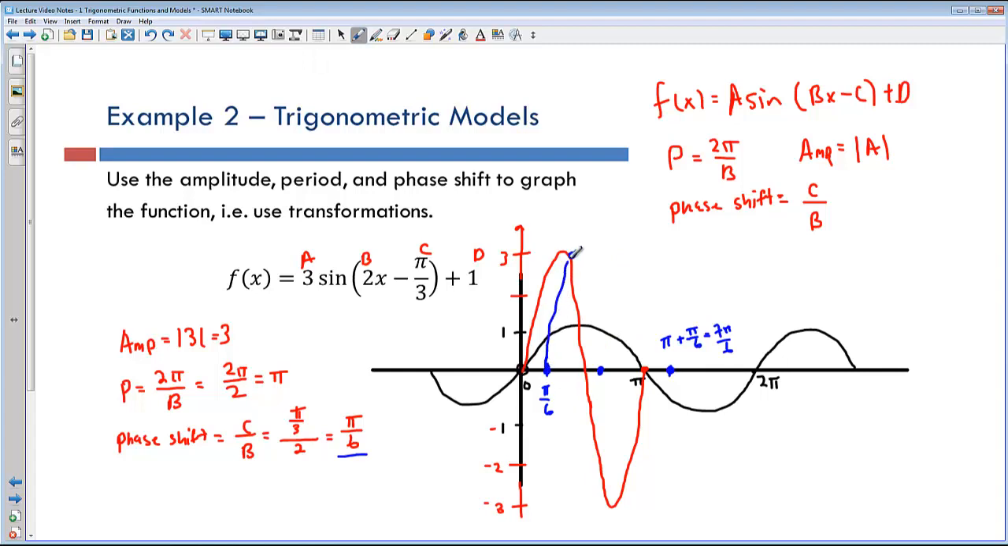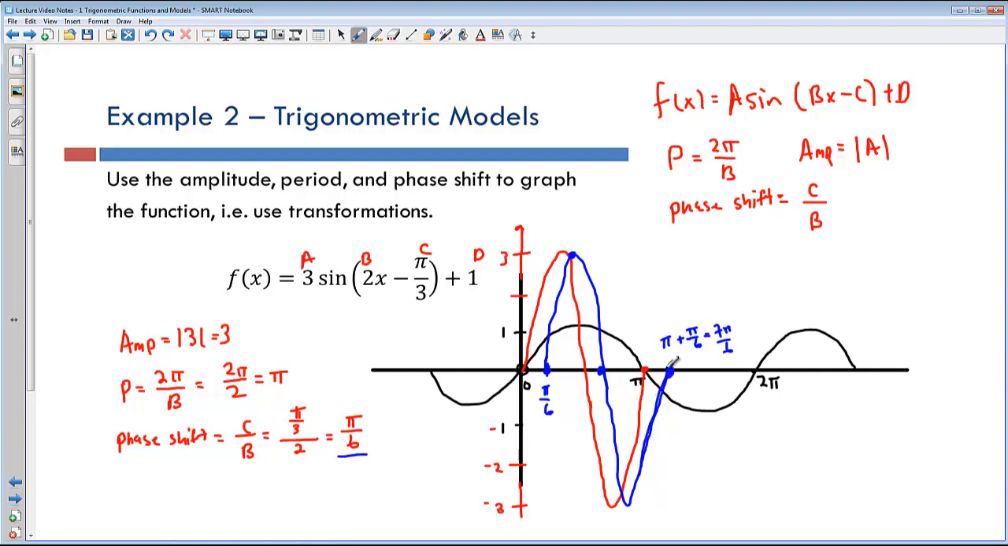Hit that dot. Turn around. Come down. Hit that dot. And then come all the way down again here. And turn around. Come back up. And try to hit that dot right there. Make that a little bit better.